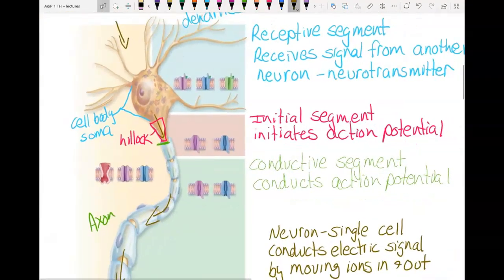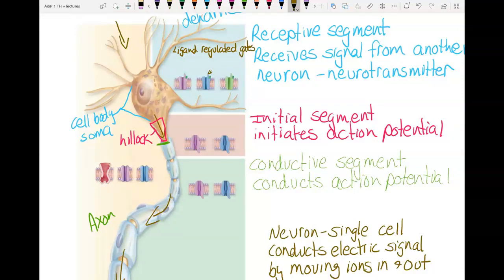So first we're going to look at the ones up here in the receptive segment. These are ligand regulated. And remember, a channel is open all the time. A gate can open or close. See this little flap right there? That tells you it's a gate because it has a little flap that can close. So these are ligand regulated gates.